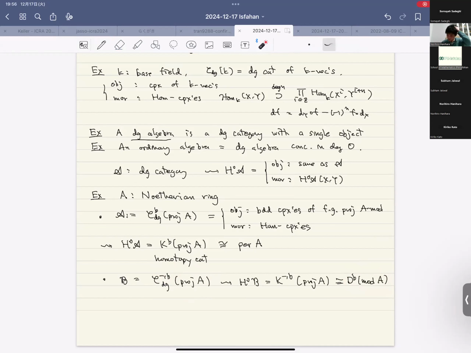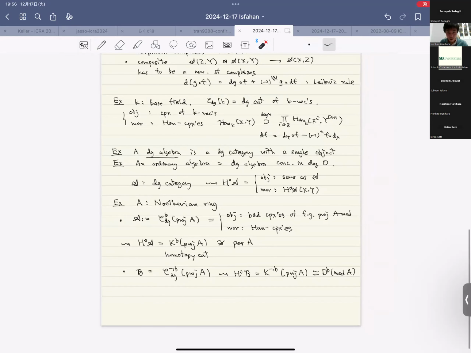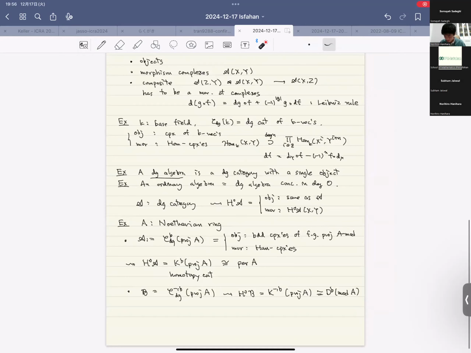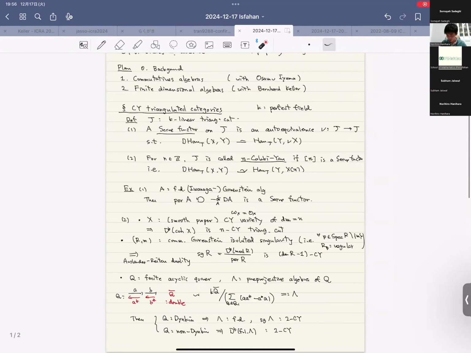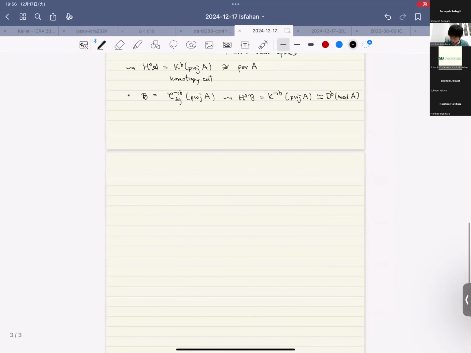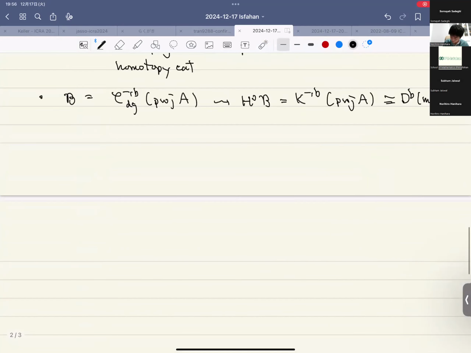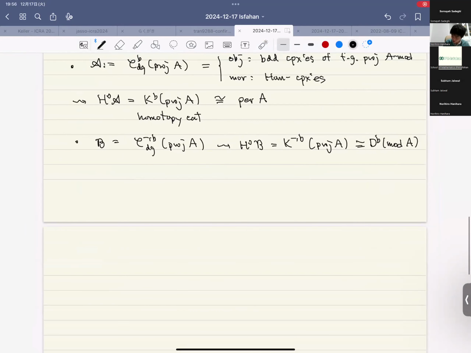So these kinds of examples suggest what the enhancement of our Calabi-Yau property of a triangulated category should be. So let me define that notion.